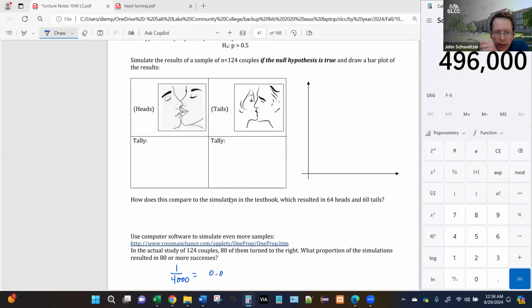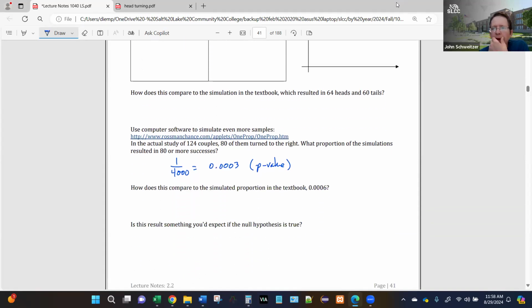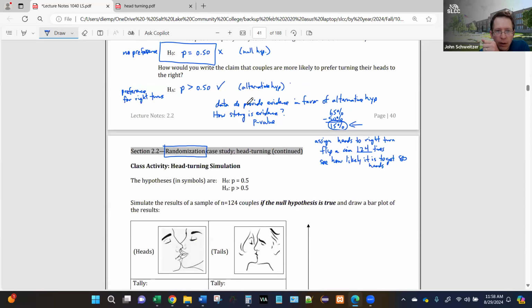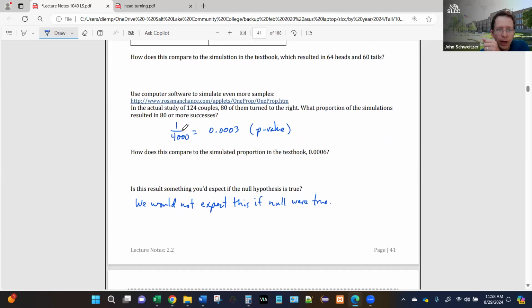We have 0.0003. Okay, so this is called the p-value, and we have strong evidence that there's a preference for turning to the right. We would not expect this if the null were true. Remember what the null is. The null is no preference. So if there's no preference, we wouldn't expect to just see it 1 out of 4,000 times, right? So we would not expect this if the null were true.